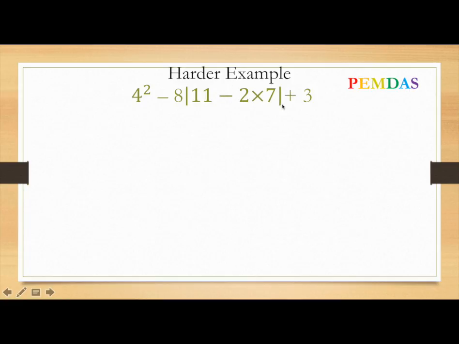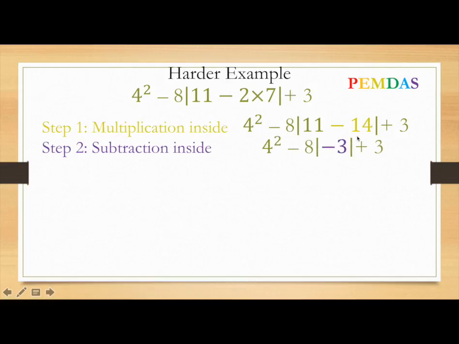So first step to do is the multiplication inside. Negative 2 times 7 is negative 14. Next, we do the subtraction inside the absolute value. 11 minus 14 is negative 3. We finished all the operations inside, so the next step is to take the absolute value. This is part of the parentheses stage. Absolute value of negative 3 is 3.